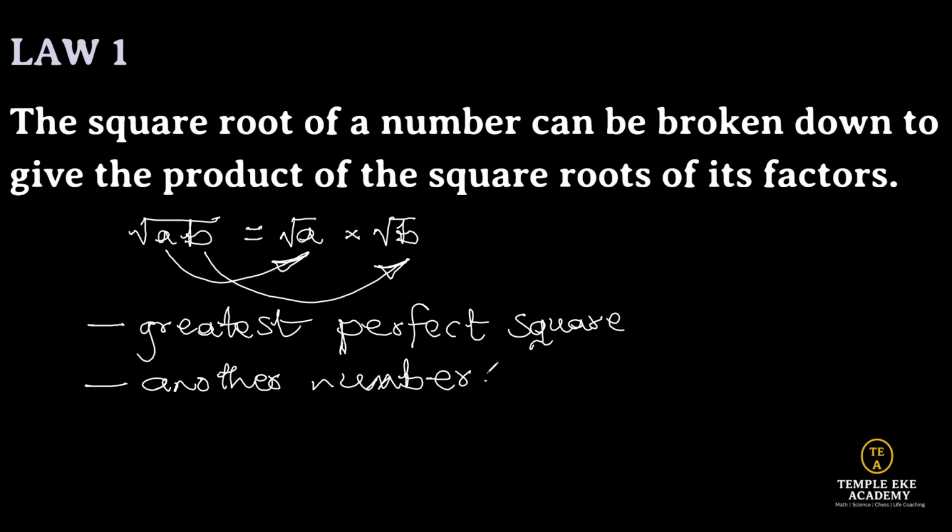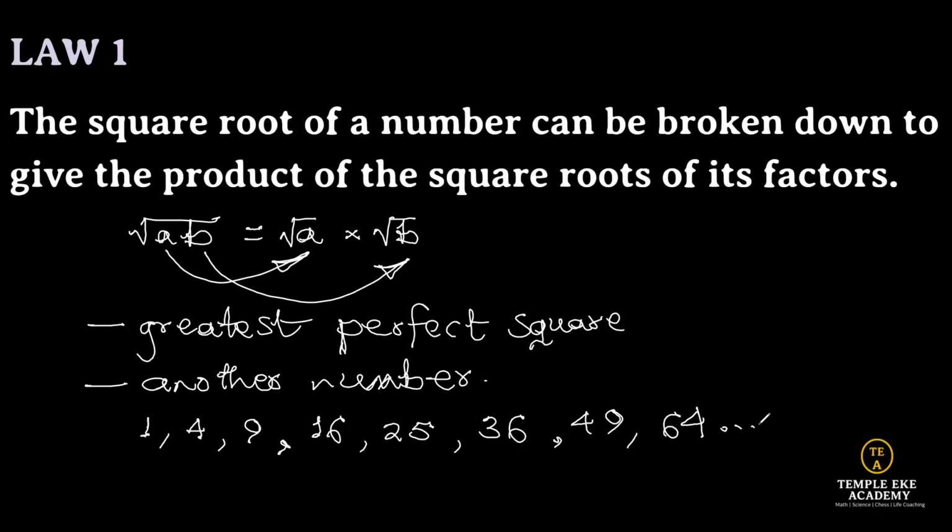You know what perfect squares are? Numbers that are obtained by multiplying a figure by itself. So 1 squared is 1. 2 squared is 4. 3 squared is 9, 3 times 3. 4 squared is 4 multiplied by 4, that is 16. 5 squared is 25. 6 squared is 36. 7 squared is 49. 8 squared is 64, and so on. So we're going to break our surds to contain these perfect squares. Then we will have a good chance of solving the problem.